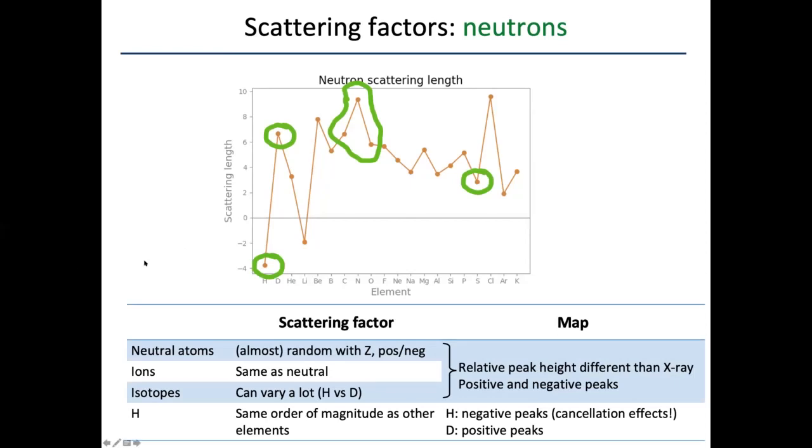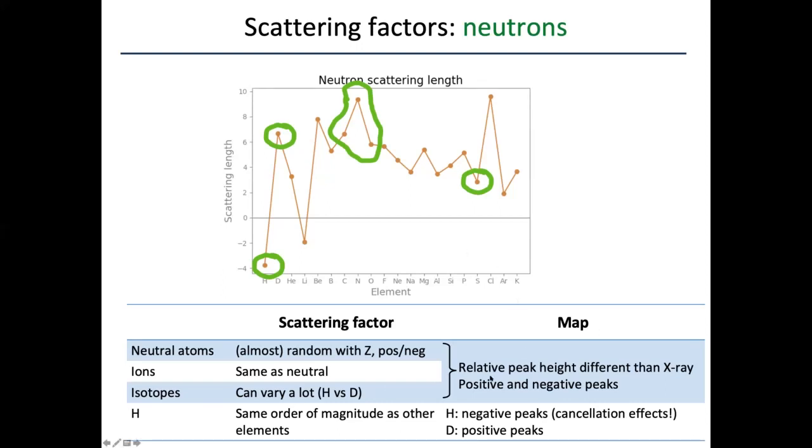So if we look at our table now, what do we have for neutral atoms? We have an almost random distribution of the scattering length with the atomic number, can be positive and negative. Ions is exactly the same as neutral atoms. We can have a significant variation between isotopes. One example is hydrogen versus deuterium. And another important thing is that the scattering length of hydrogen is of the same order of magnitude as other elements. So hydrogen will be like a heavy atom, carbon, oxygen, nitrogen in X-ray.